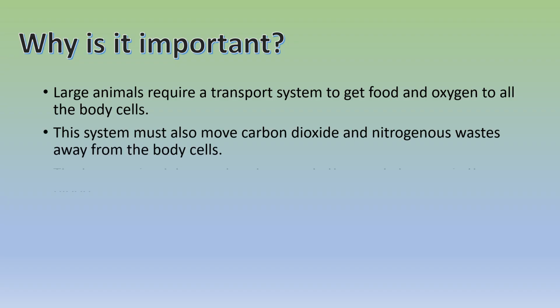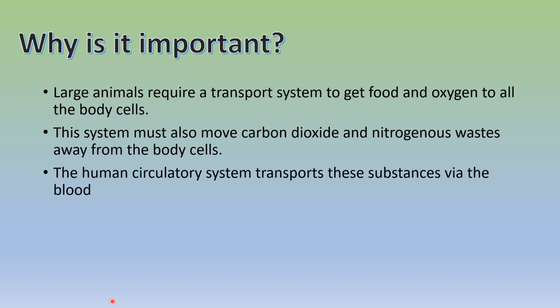So why is our circulatory system so important? Especially with larger organisms, it's going to help transport substances such as food and oxygen to all our body cells. Our body cells are doing so much work that they need food and oxygen. At the same time, these body cells are producing carbon dioxide and nitrogenous waste, which need to be removed from those cells and transported away to an excretory organ. So our circulatory system transports these substances via our blood, and we're going to delve into how important this actually is.